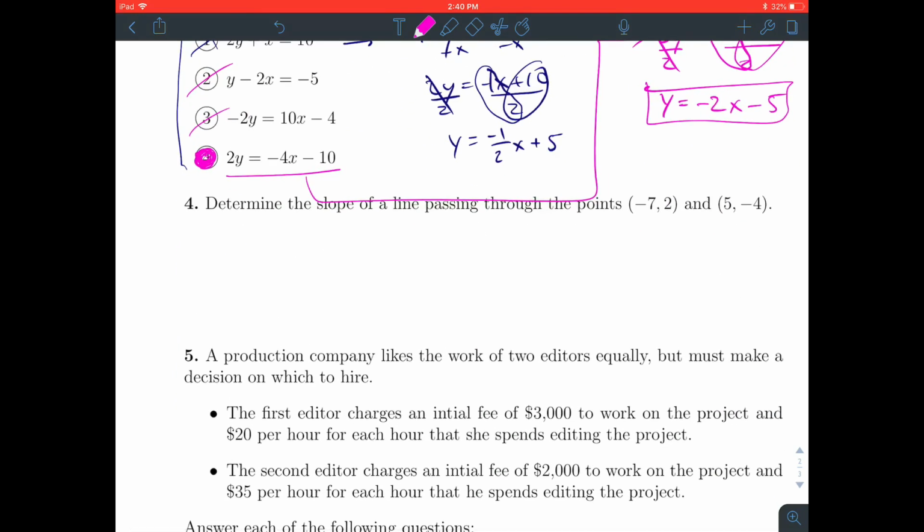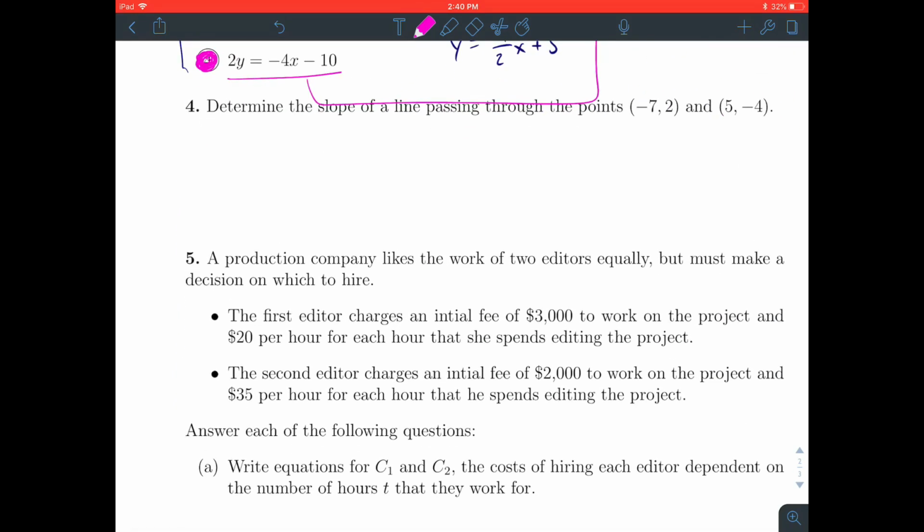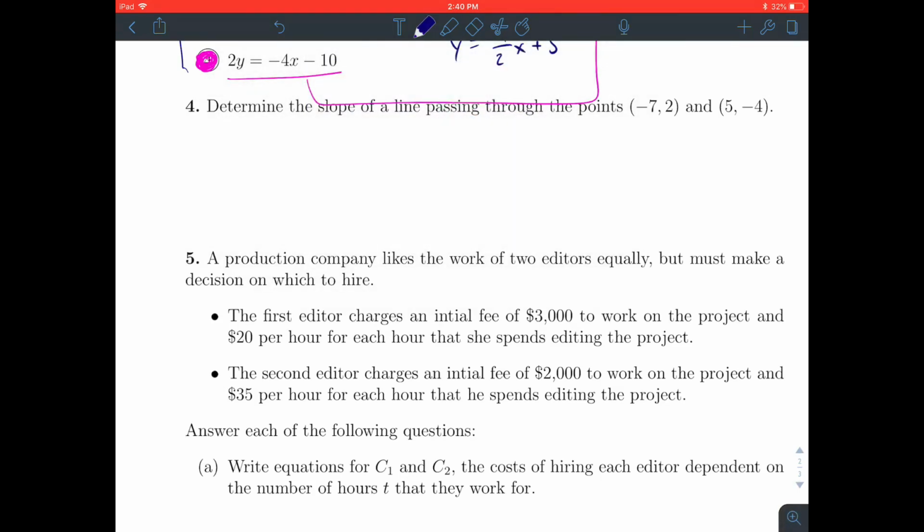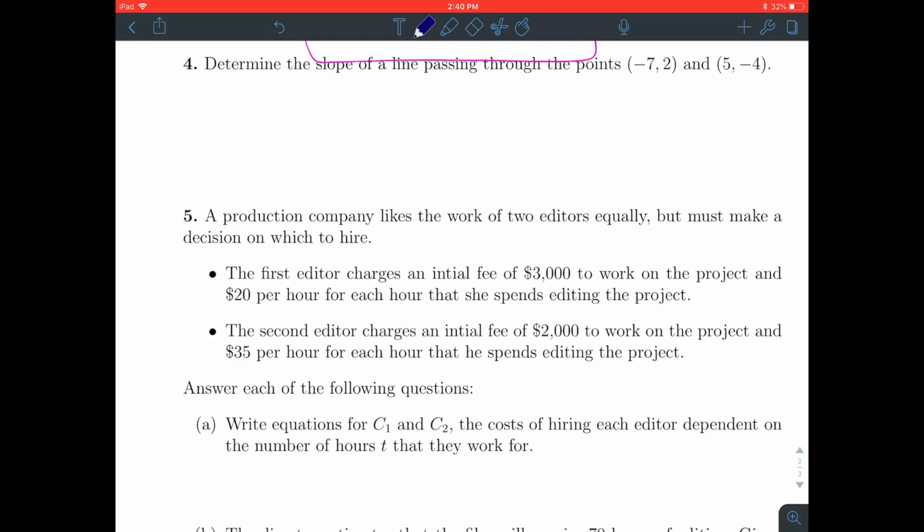Next up, determine the slope of a line passing through the points (-7, 2) and (5, -4). I don't have any graph paper in front of me, so this is one of the problems where I want to use my slope formula to algebraically find the slope of the line. Our slope formula, just like we talked about in class today, is slope, for some reason m, even though it's not in the word slope, m equals y2 minus y1 over x2 minus x1.